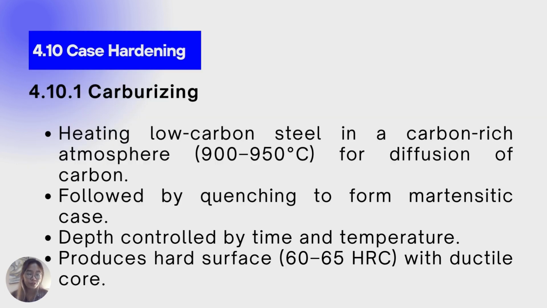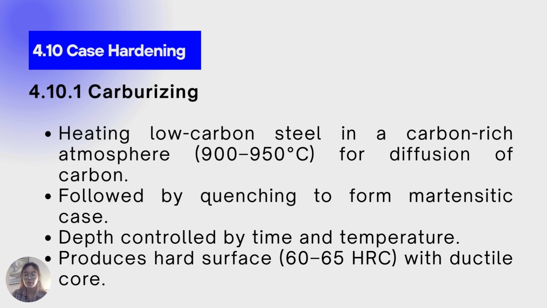Moving on, we're going to move on to 4.10, which is case hardening. We're going to start with carburizing. The purpose of this is to add carbon to the surface of low carbon steel to increase hardness and wear resistance. The process starts with the steel being heated to 870 to 950 Celsius in a carbon-rich atmosphere, gas, liquid, or solid form. Carbon diffuses into the surface, creating a high carbon outer layer, or the case.